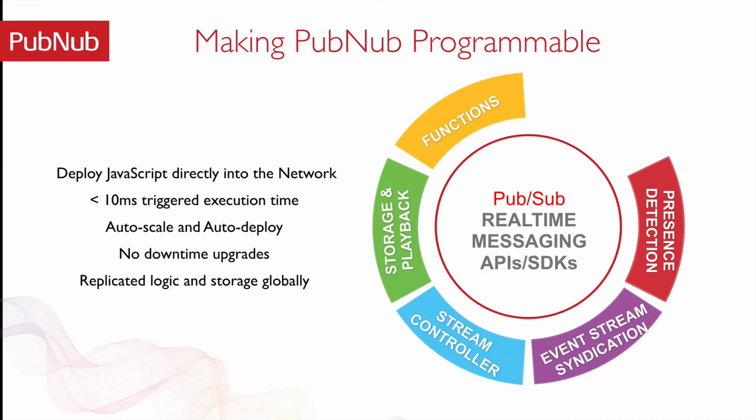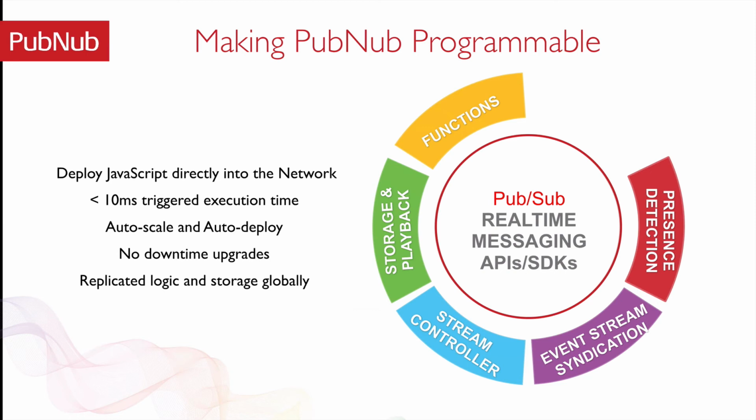And PubNub Functions auto scales, auto deploys, works globally, and has its own key value store, which really means that you can keep state as messages are going through. Everything as simple as counting the messages, including other business data as well.